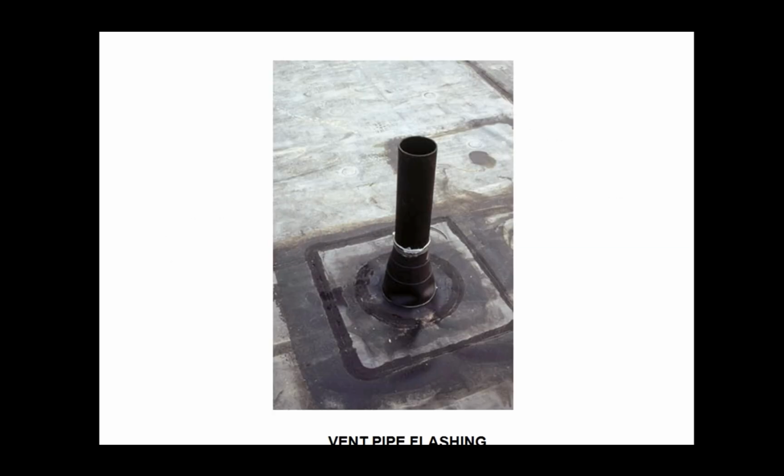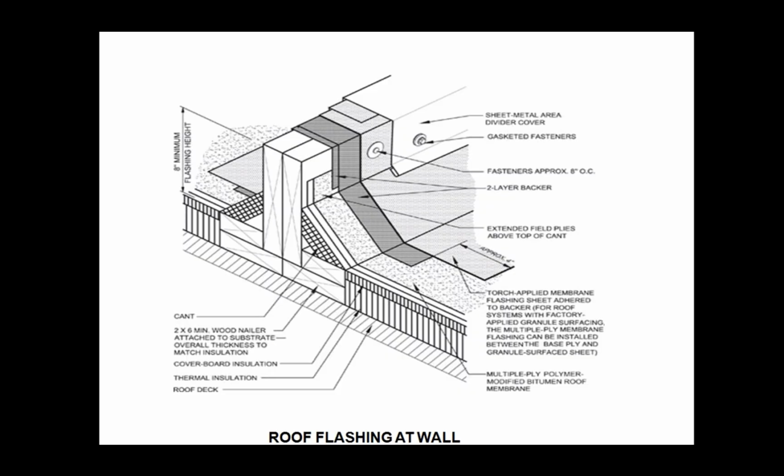Okay. There you see a vent coming up from a fan, in either a bathroom or a cooking area, and that vent pipe goes up through the roof, and they have to develop a detail to put the roofing membrane and material around there so that it maintains water tightness.